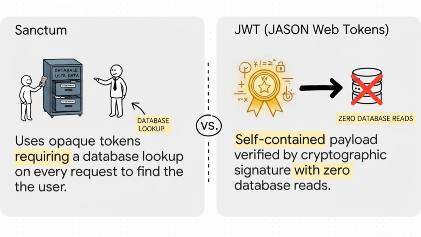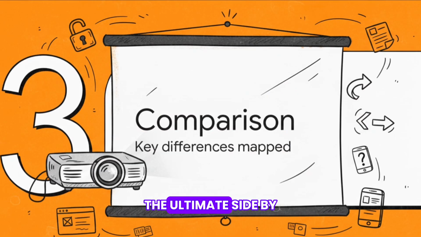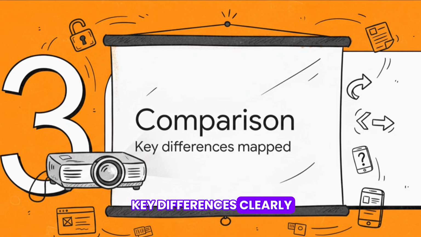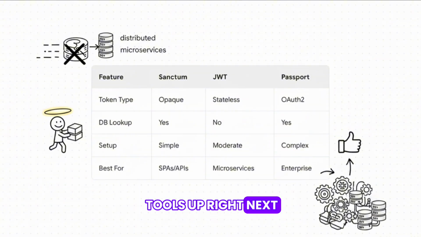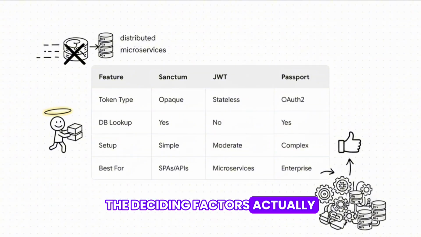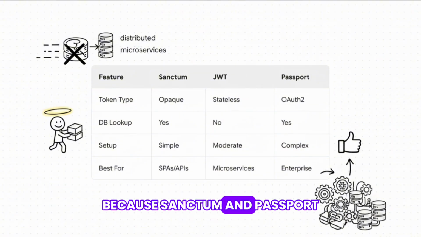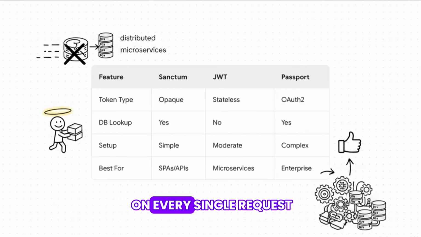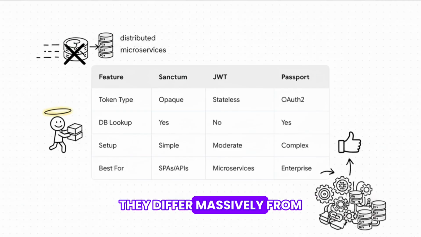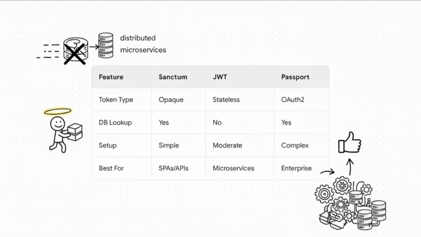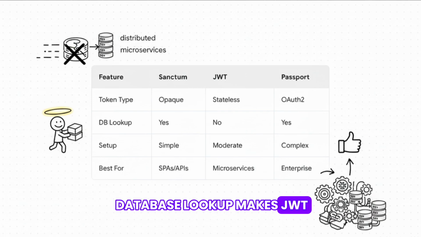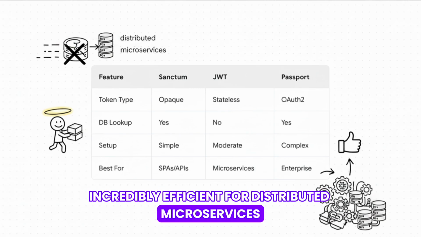Pretty cool, right? Okay, Section 3, the ultimate side-by-side comparison. Let's map out these key differences clearly. When we stack these tools up right next to each other, the deciding factors actually become super clear. Because Sanctum and Passport both require database hits on every single request, they differ massively from JWT's stateless nature. That lack of a database lookup makes JWT incredibly efficient for distributed microservices.